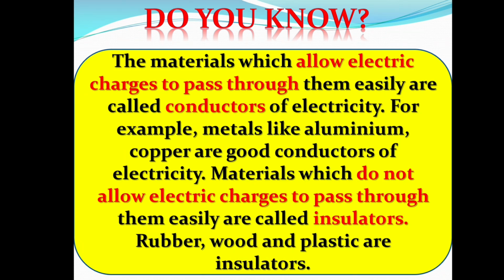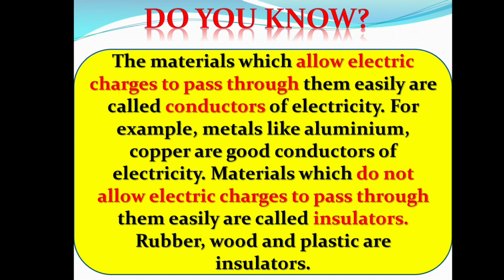Do you know, the materials which allow electric charges to pass through them easily are called conductors of electricity? For example, metals like aluminium and copper are good conductors of electricity. Materials which do not allow electric charges to pass through them easily are called insulators. Examples of insulators are rubber, wood, and plastic.